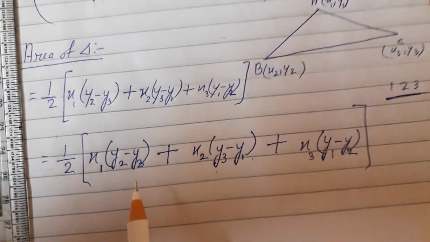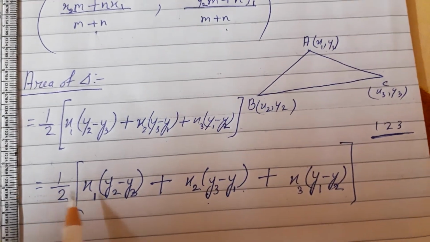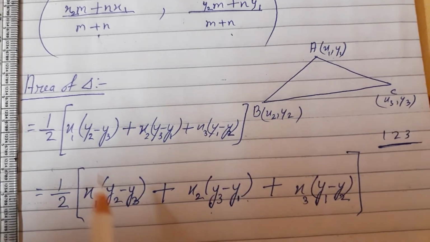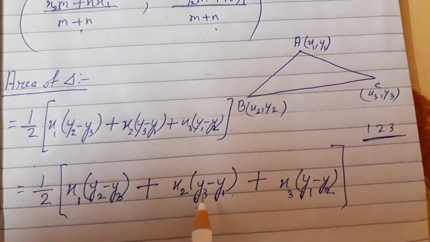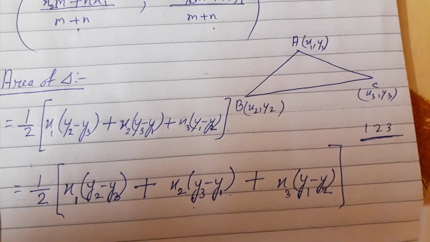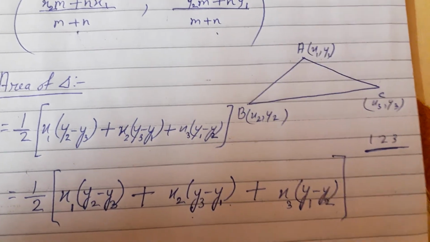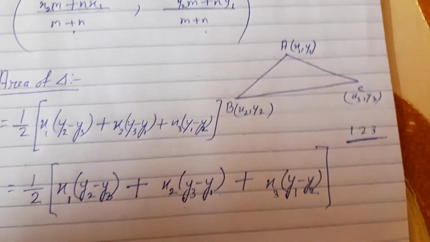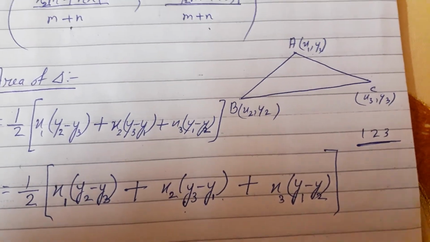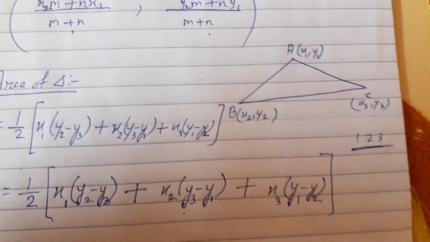And here also you see, first of all you have to write half, you all know. Then in the bracket, x into (y minus y) plus x into (y minus y) plus x into (y minus y). Up to this you have to write first. Then 1, 2, 3, 2, 3, 1, 3, 1, 2. See, the formula is very easy. It's very easy to learn, to remember this formula.